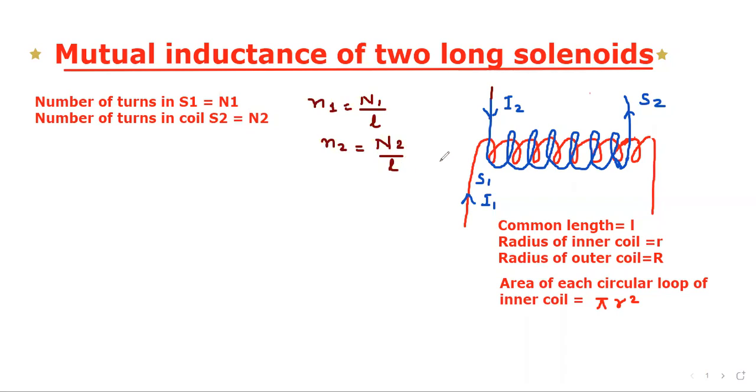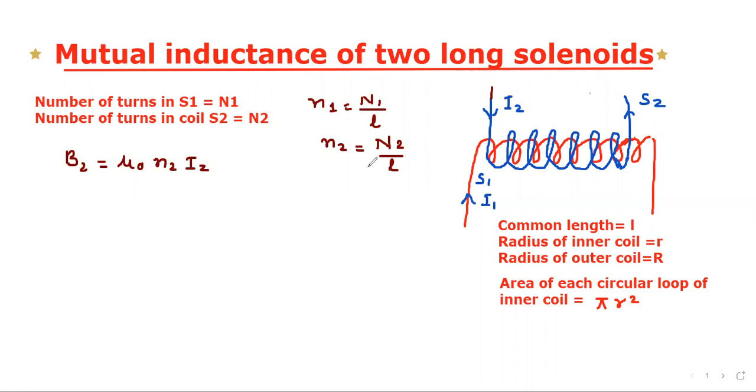Now, suppose current is passed through secondary coil, then it gives rise to magnetic field. And we know that magnetic field due to a solenoid is given by B equal to mu naught n i. So here we can write B2 equal to mu naught n2 I2, where n2 equal to capital N2 divided by L.